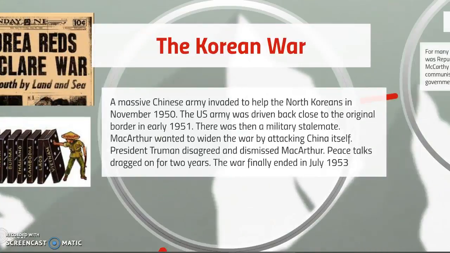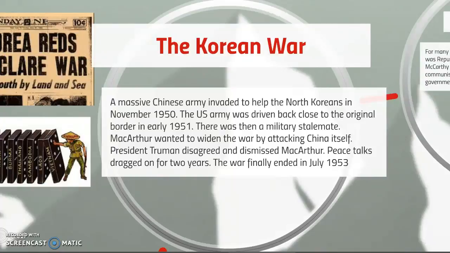The Korean War. A massive Chinese army invaded to help the North Koreans. Remember, the North Koreans are communists. In November 1950, the U.S. Army was driven back close to the original border in early 1951. The U.S. was helping South Korea, who were democratic. There was then a military stalemate.